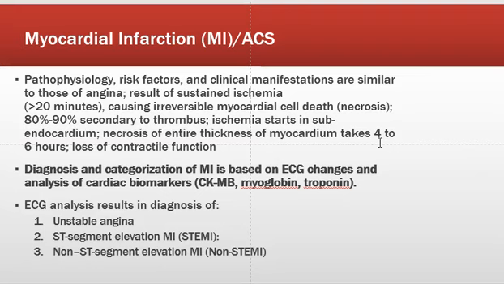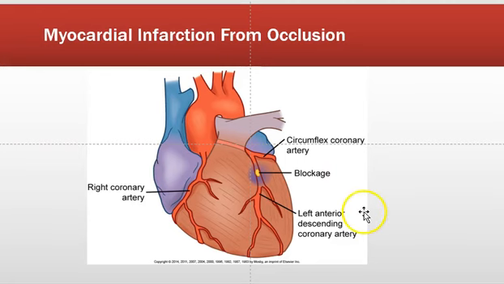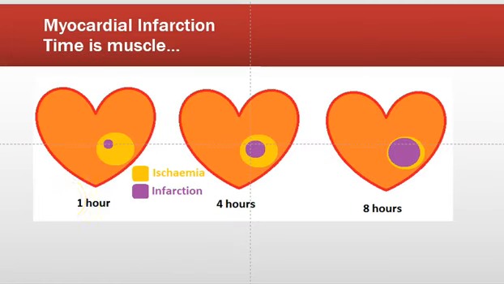ECG analysis, as well as those biomarkers, should give you an indicator of whether it's unstable angina, ST segment elevation MI, or a non-ST segment elevation MI. This just shows you an MI from occlusion and what can happen. And this shows you the ischemia, 1 hour versus 8 hours, and how much of the area will infarct over the course of that time. So bottom line, folks, myocardial infarction: time is muscle.